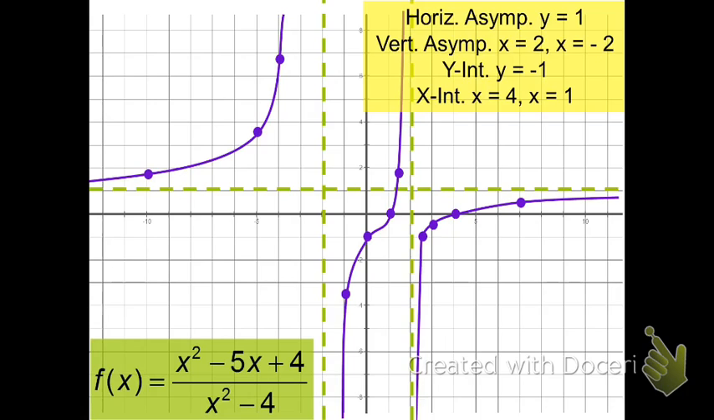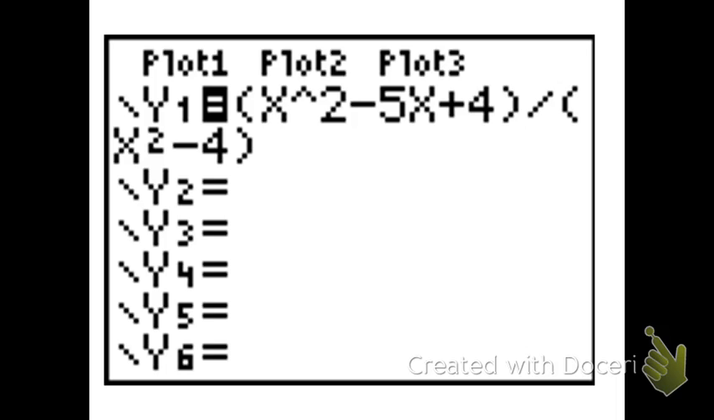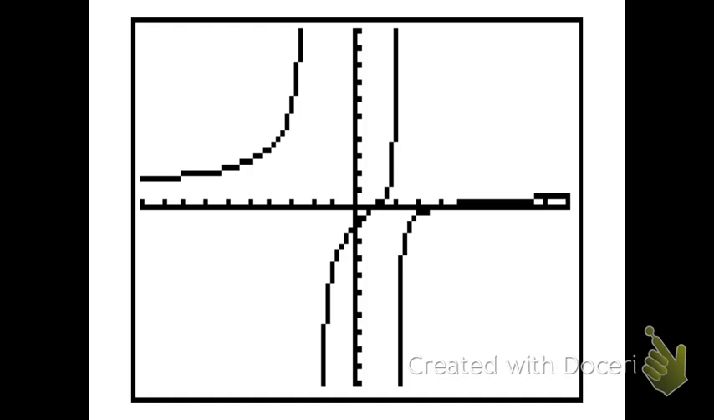You want to have all of your pieces labeled, your asymptotes and your intercepts. And then if you throw a few more points on there, that's good. So let's look at how to type this into the calculator. When you go to y equals and you type this in, make sure that you put the numerator in parentheses and the denominator in parentheses. And you can go back to the original problem. And then when you hit graph, it's going to look something like this.